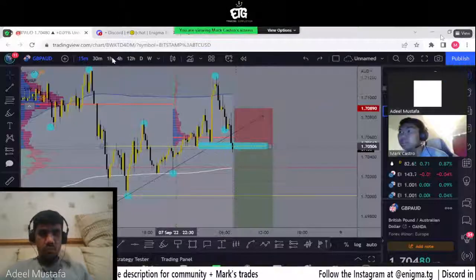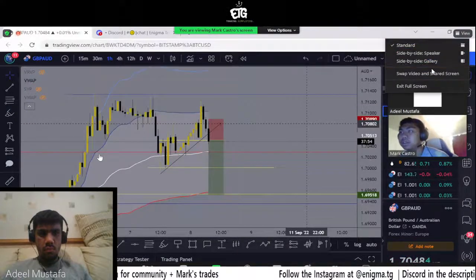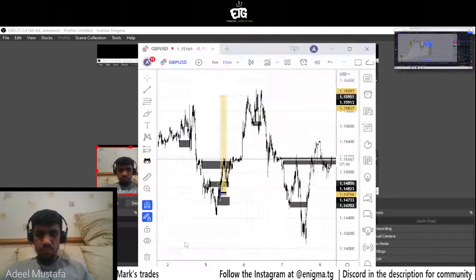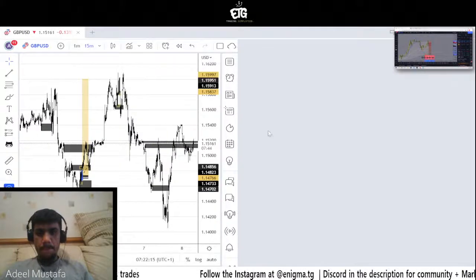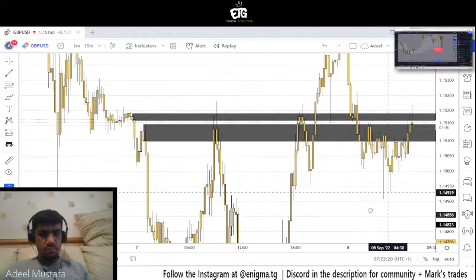Plus, if you look at the VWAP over here, the first deviation of the VWAP, we look like we've just rebounded off that, and we could potentially see a retracement all the way back down to the first lower deviation.